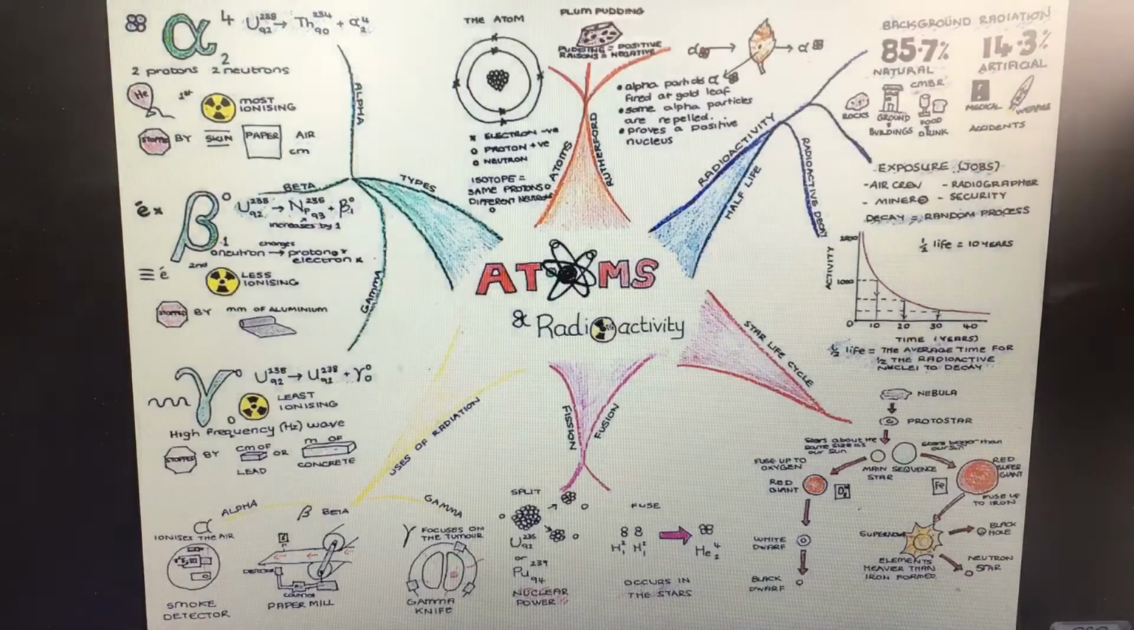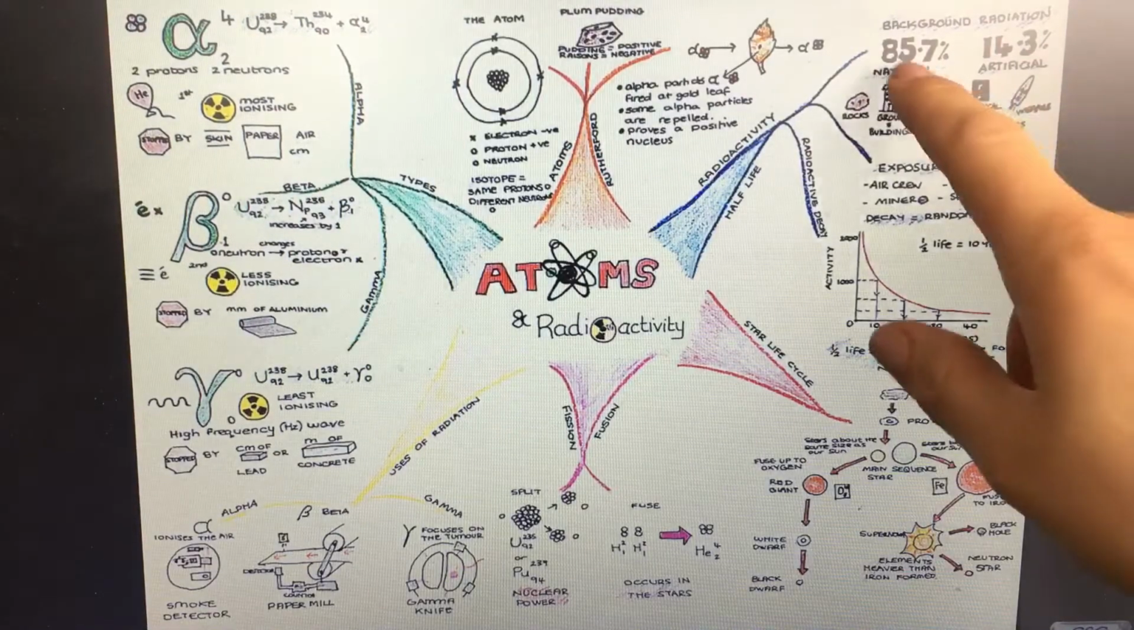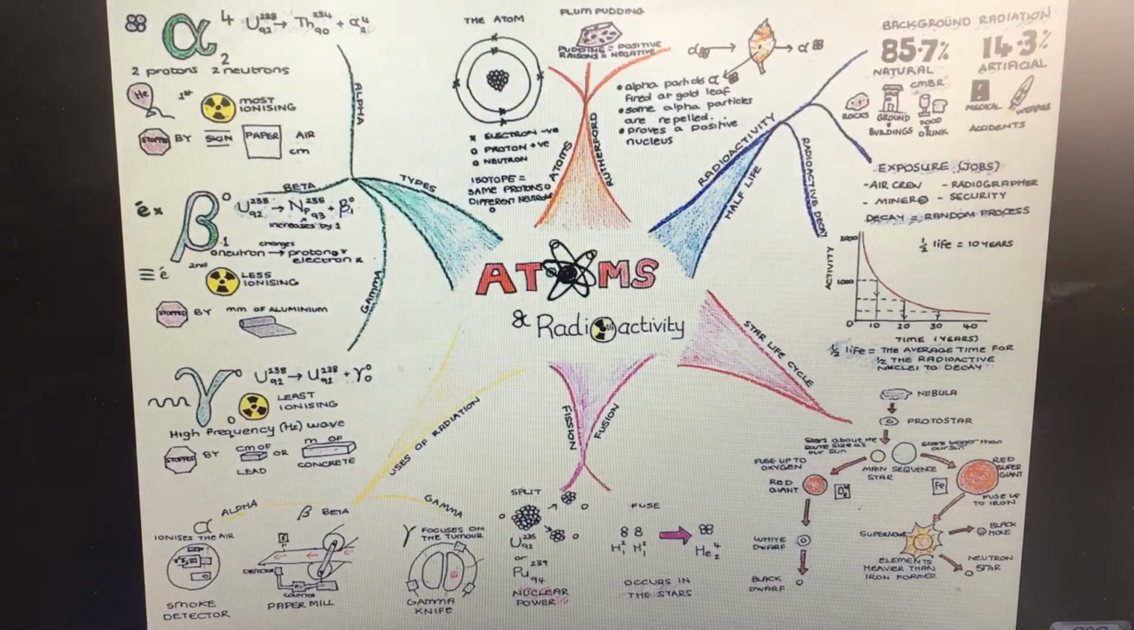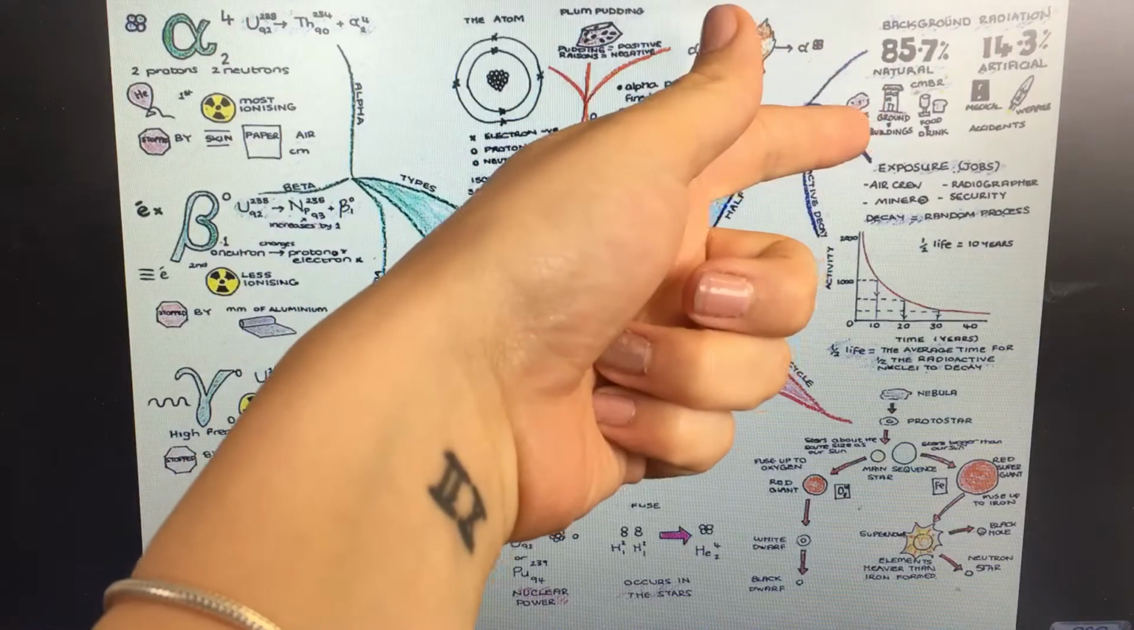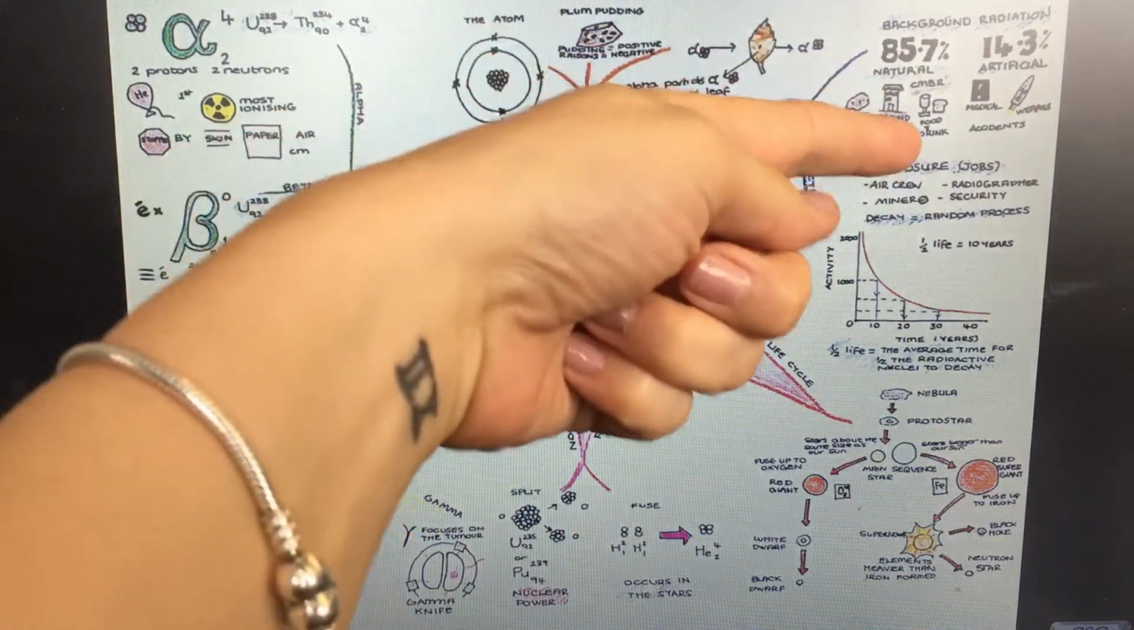Radioactivity, though, hasn't been on in a while in terms of background radiation. Now, 85.7% of our background radiation is from natural occurrences, nothing to do with us. Only 14.3% is artificial from our doing. So we have rocks, radon gas inside rocks. You have ground and buildings because they're made from rocks. You have food and drink because it comes from rocks.